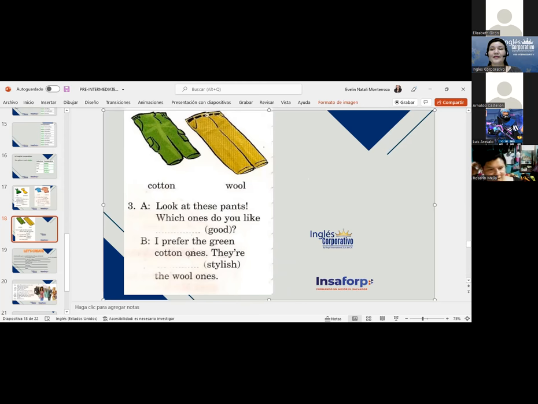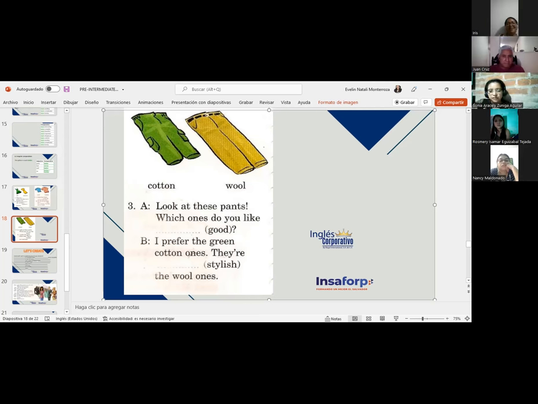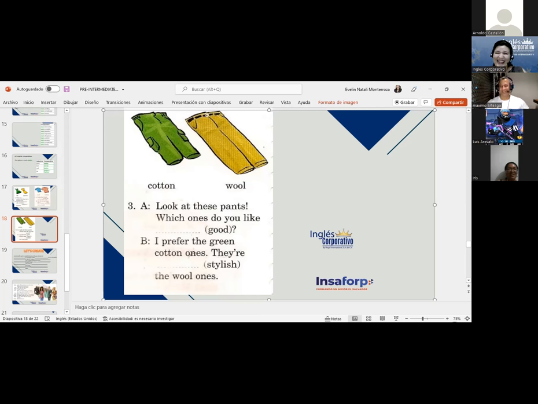Look at these pants. Which ones do you like? Better. I prefer. Está comprando tortillas. Pupusa. Famosa pupusa. Tus tortillas, Luis. No, porque ya no me van a dar tortillas con queso. Continue, Iris.